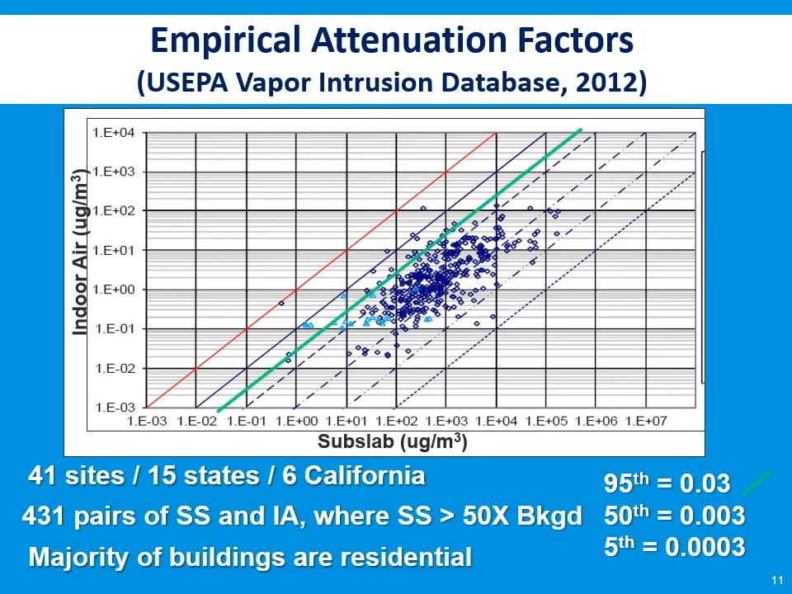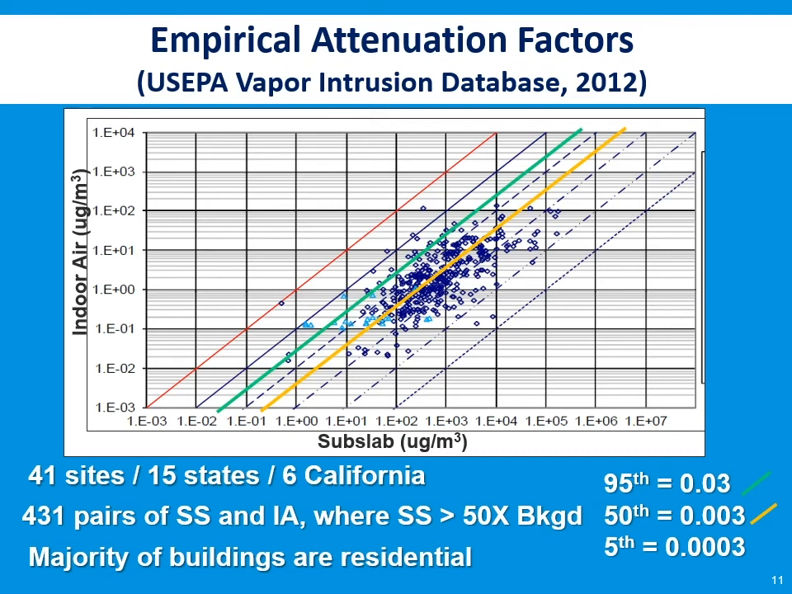This green line represents the recommended attenuation factor. It is the 95th percentile of the database, meaning that 95% of the dots fall below the line. An attenuation factor of 0.003, or about 1/300, is shown in yellow. This is the median, or 50th percentile, meaning that half of the points are above the line and half the points are below the line.